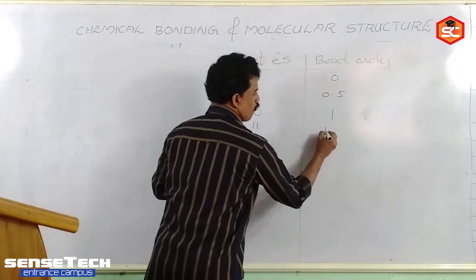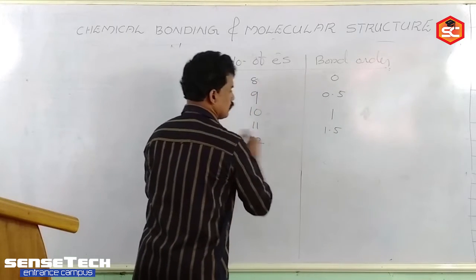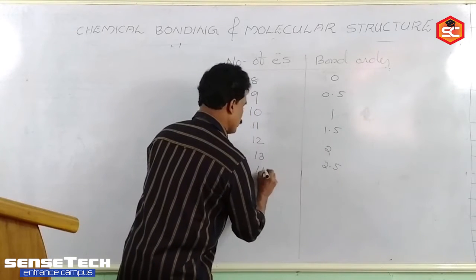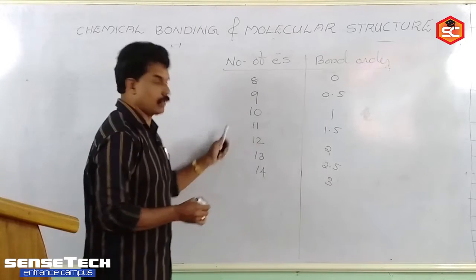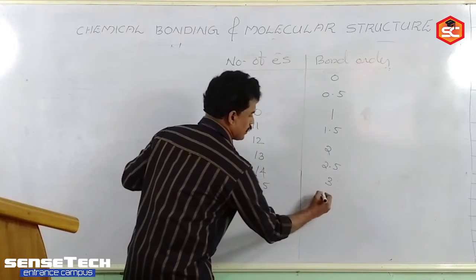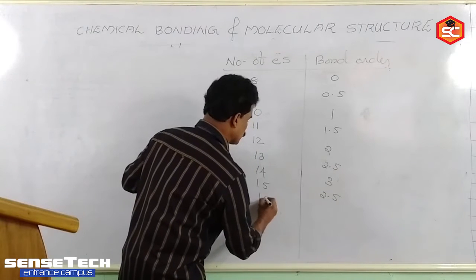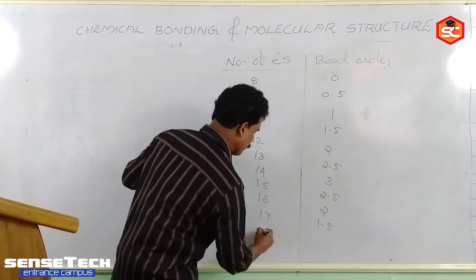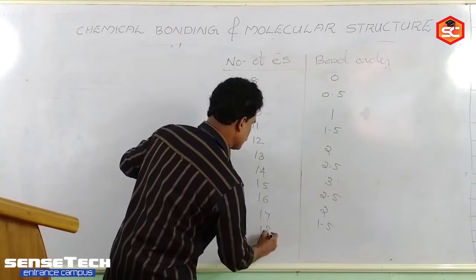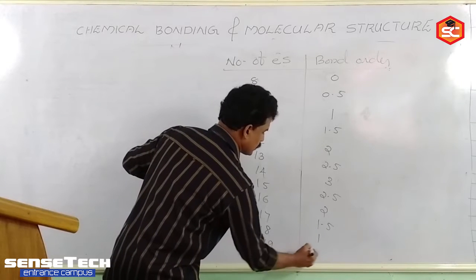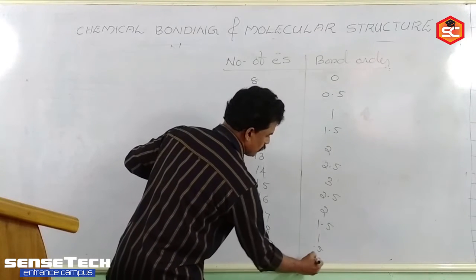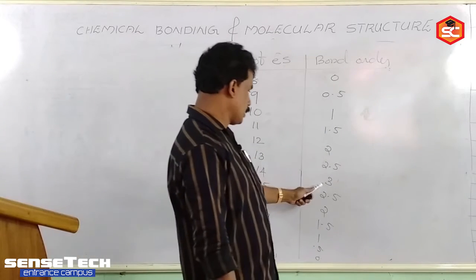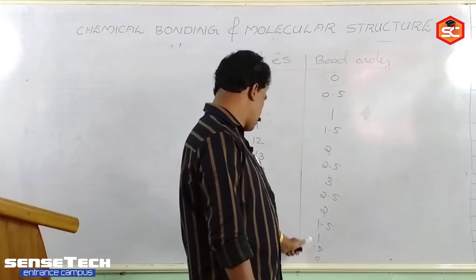Then 11, 1.5. Number of electrons 12, it is 2. Then 13, 2.5. 14, 3. Then it will be decreasing. 15, it is again 2.5. 16, 2. 17, 1.5. 18, 1. 19, 0.5. 20, 0.